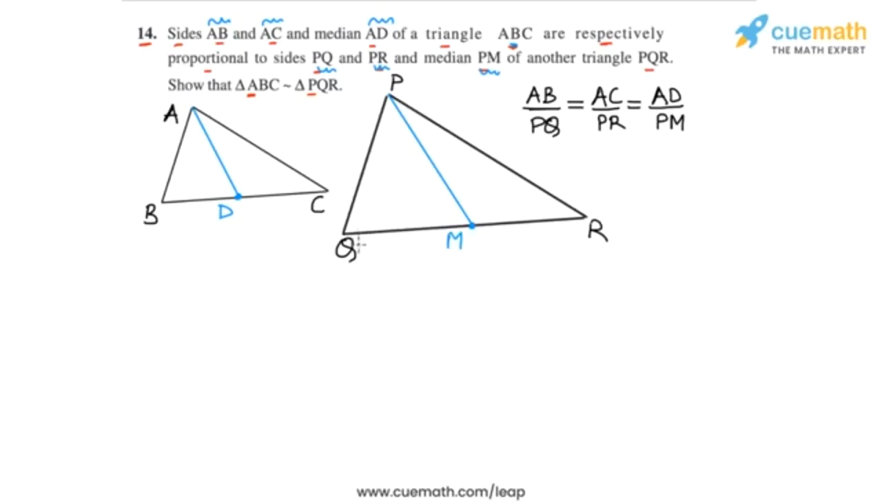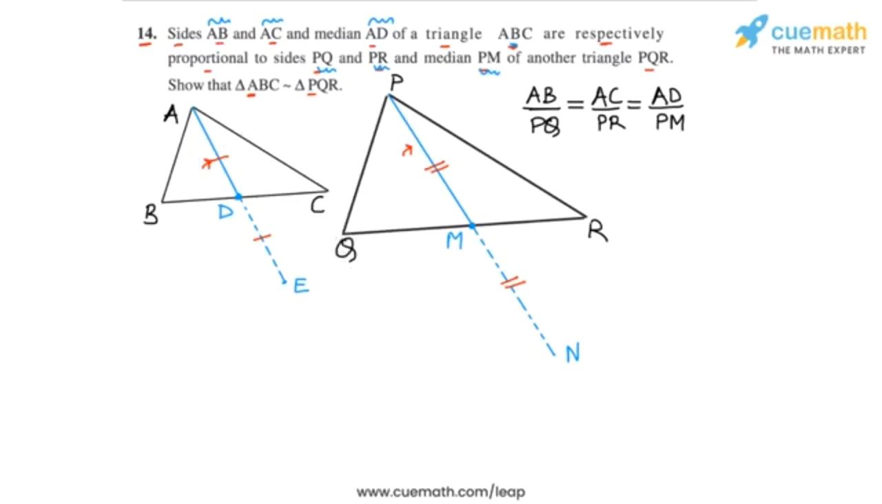If you want to be a great problem solver, it's always best to first outline the plan in your mind and only then go ahead and solve it. So let's formulate a plan. We are going to extend this median AD to a point E like this, such that AD is equal to DE. Similarly, we are going to extend the median PM to a point N like this, such that PM is equal to MN. So this is a construction that we are going to do.